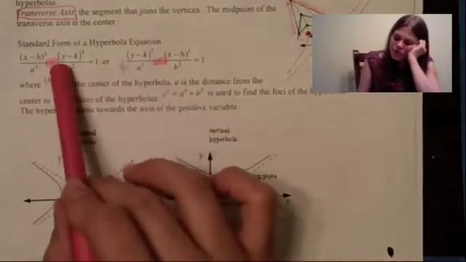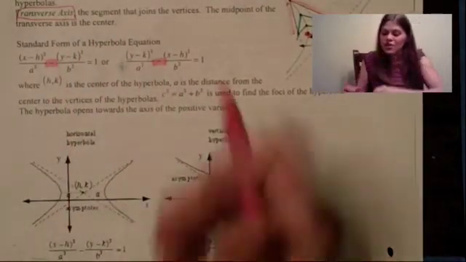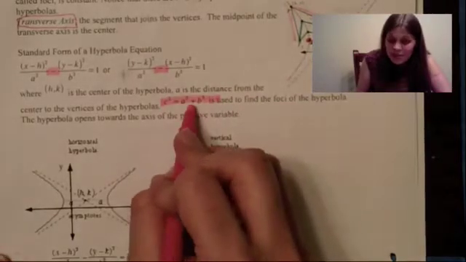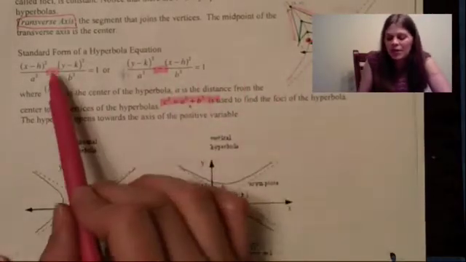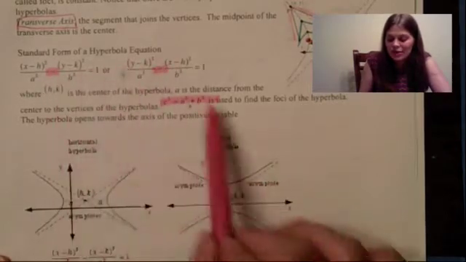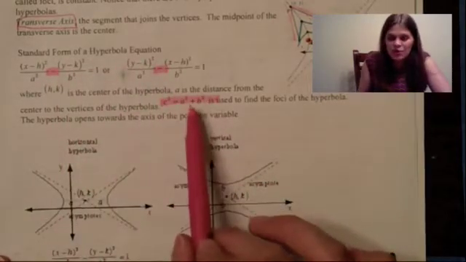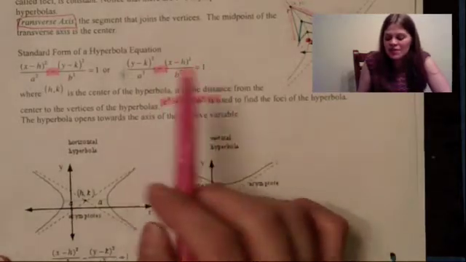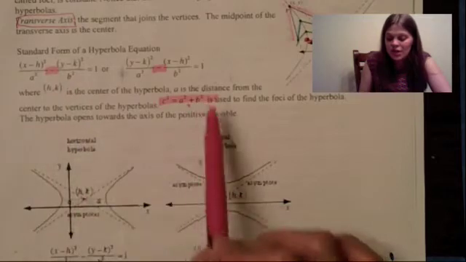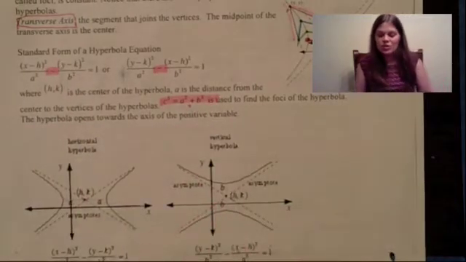Also notice that in your c squared equation, rather than being minus in the middle, it's a plus. So the way that I remember that is if there's a minus in the standard equation, it has a plus in the c squared equation. If it has a plus in the standard equation, then it has a minus in the c squared equation.